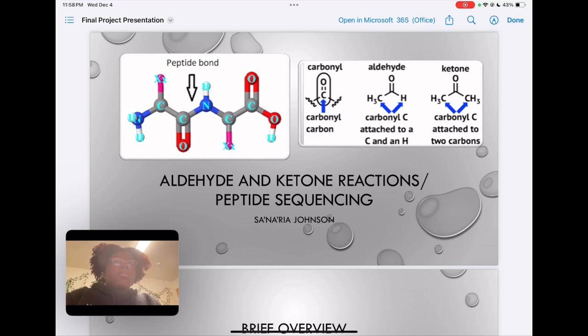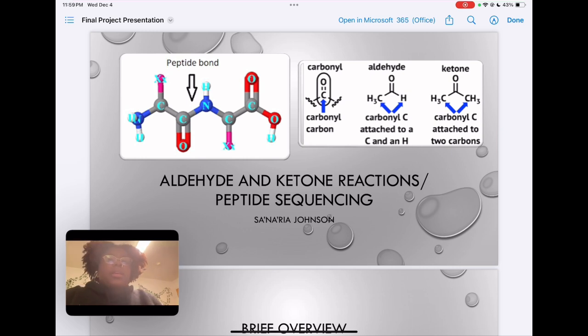When I say carbonyl carbons, I'm talking about the C double bond O. I'm talking about that group. And aldehydes are going to be carbonyl groups with a carbon and a hydrogen attached. So that's how you can identify that a material is an aldehyde. A ketone is going to have 2 carbons attached to your carbonyl carbon. And again, your carbonyl carbon is going to be your carbon that is attached to your oxygen.